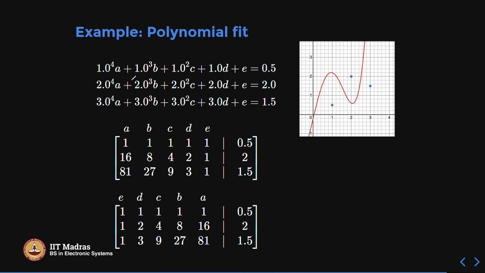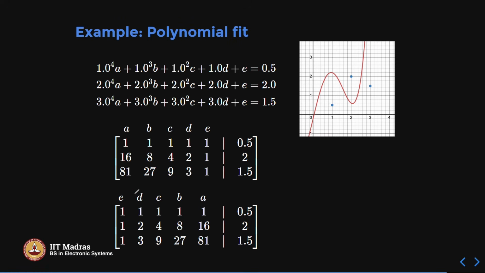So if you write down the equation, you see that the first equation is just a plus b plus c plus d plus e is 0.5, putting x equals 1 in that polynomial. Second equation, instead of x equal to 1, I'll have to substitute x equal to 2. So ax power 4 becomes 2 power 4, etc. So you have this equation. You can write down the system now. The variables are a, b, c, d, e. 1, 1, 1, 1, 1, 0.5, 16, 8, 4, 2, 1, 2. 81, 27, 9, 3, 1, 1.5, right? 3 power 4 is 81, 3 power 3 is 27, so on. Okay. So you got 3 equations, 5 variables.